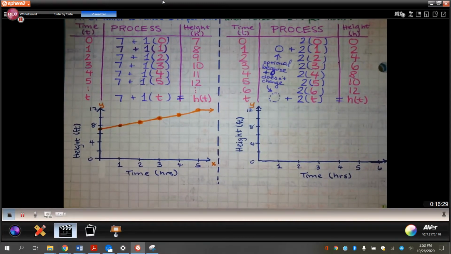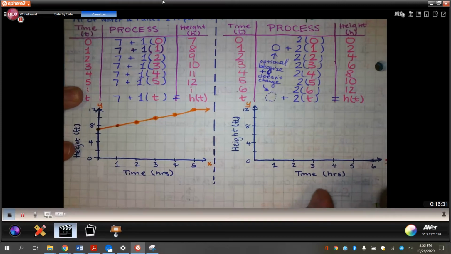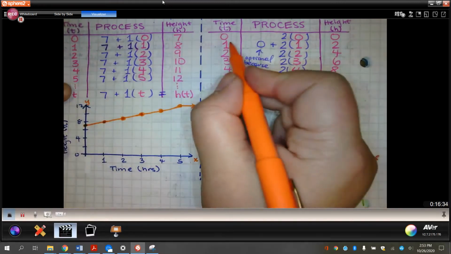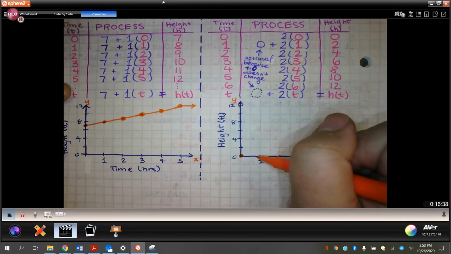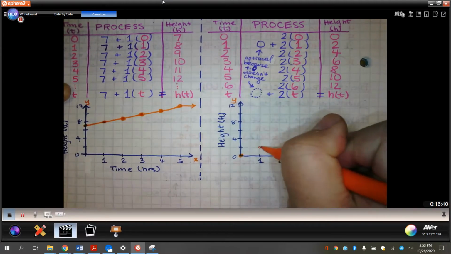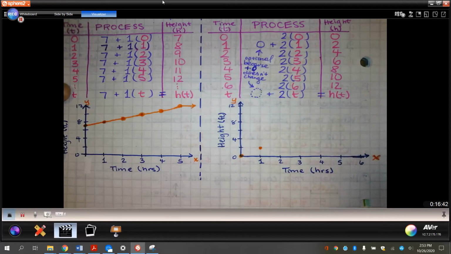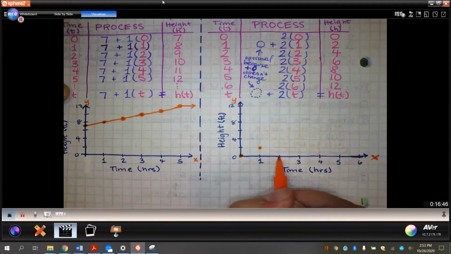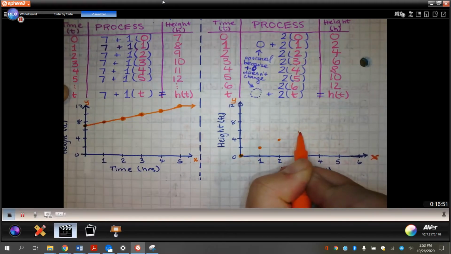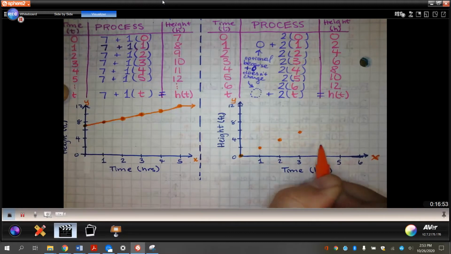Now let's look at this one. So now when this one starts, it's at 0 because it's empty. And after 1 hour, it raises 2 feet. So again, I have my scale the same, so each of these squares vertically is 2. Then over 2 hours, we go up 4. Over 3 hours, we have 6 feet. After 4 hours, we have 8 feet. After 5 hours, we have 10.